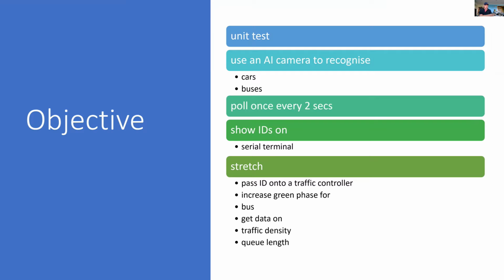And as a stretch objective, I want to pass on the IDs to a traffic controller. And the traffic controller can increase the green phase for buses. And if there's a queue of cars, it can also let those cars through on an extended green phase. But I can also get data on traffic density and the queue length.